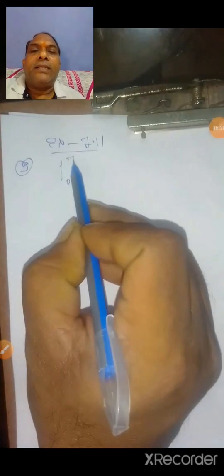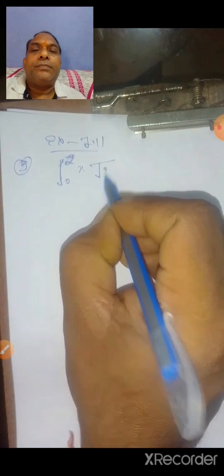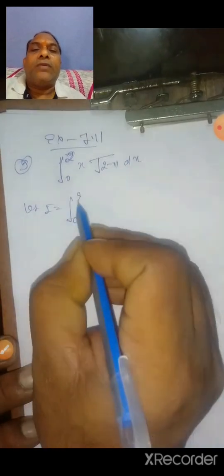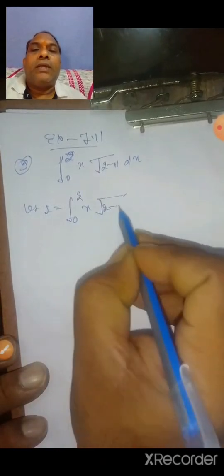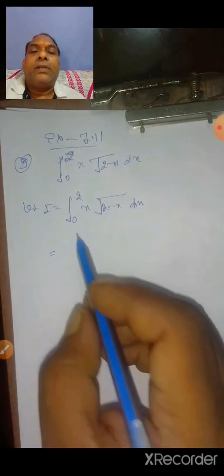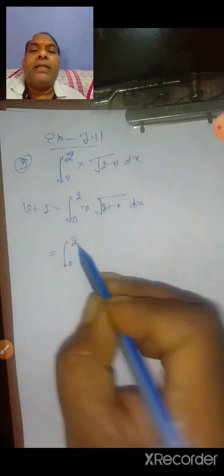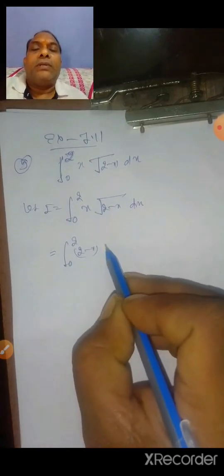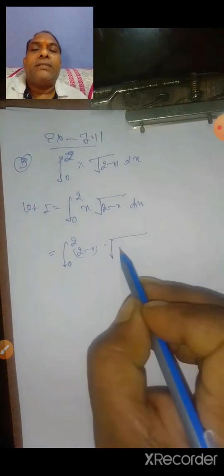Integration 0 to 2 x root 2 minus x dx. You have to integrate it. So let I is equal to integration 0 to 2 x root 2 minus x dx. Now apply here the property integration 0 to a f(x) dx is equal to f(a minus x) dx.